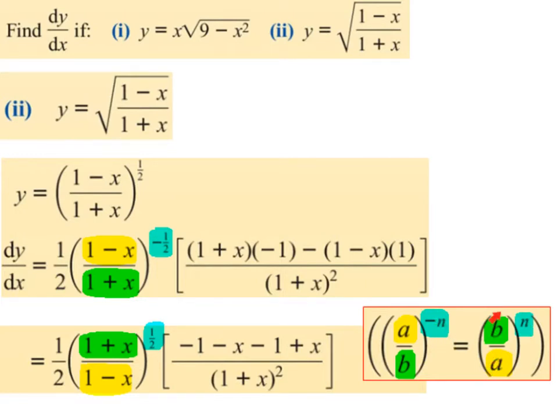So it's the reciprocal, so the fraction turned upside down and the minus changed to positive, or vice versa. So we're going to use that to rewrite (1 minus x over 1 plus x) to the power of minus a half as (1 plus x over 1 minus x) to the power of positive a half. So we've flipped the fraction upside down, and minus a half changes to a half. The half stays in front, and then simplifying over here, we end up with minus (1 minus x) minus (1 plus x) all over (1 plus x) squared.